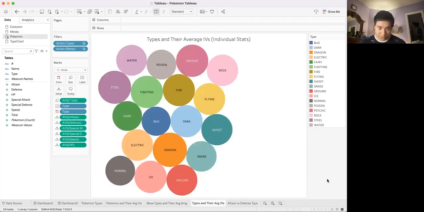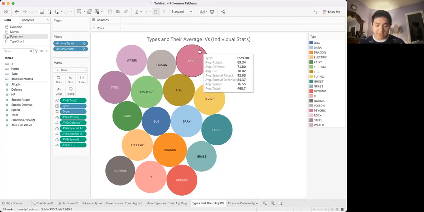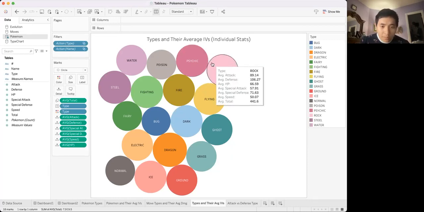So this chart is a little bit different. Types and their average individual stats. The first one covered the average damage according to their type, but this one covers the average stats between each Pokemon. And so as you can see, Psychic has a pretty good amount of common stats. You can see all the stats there, and if you highlight over that, they're all differentiated again.